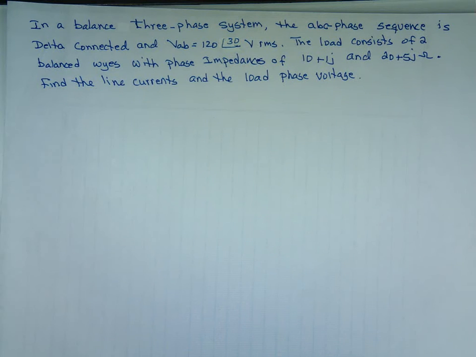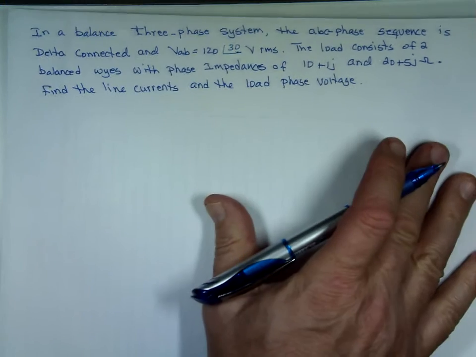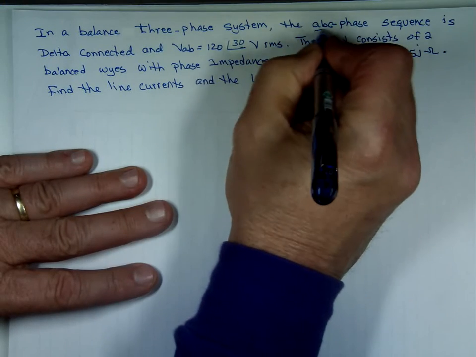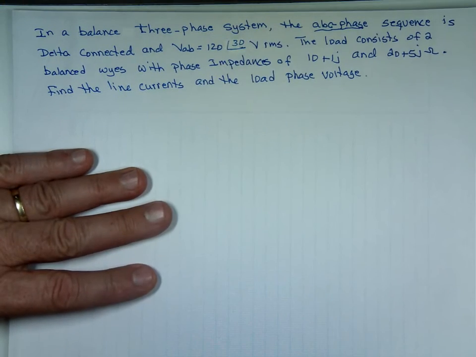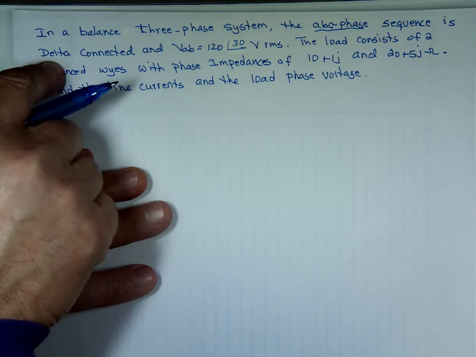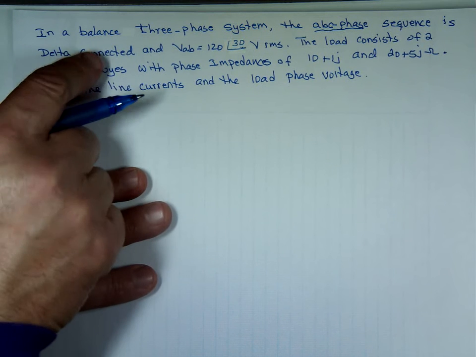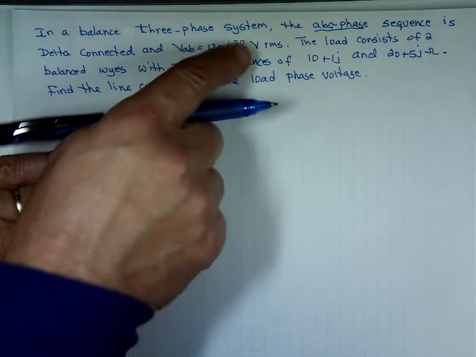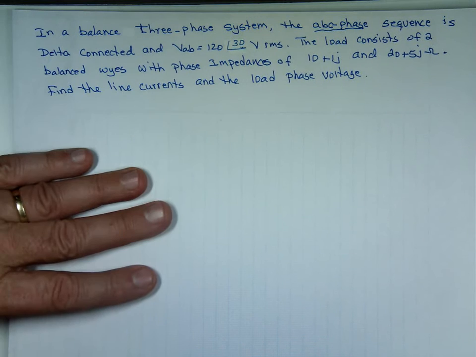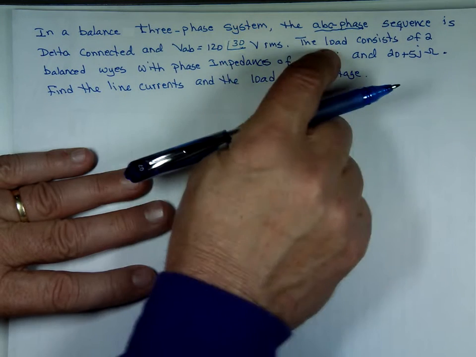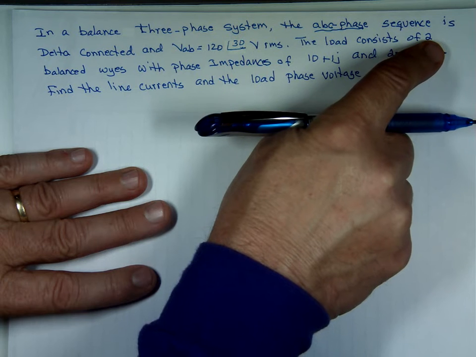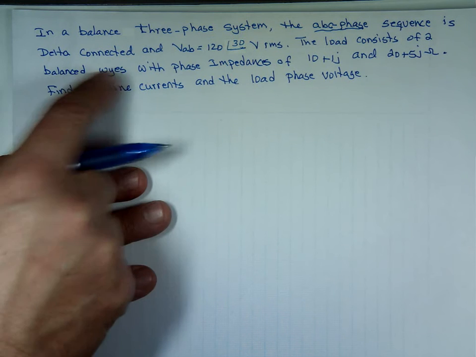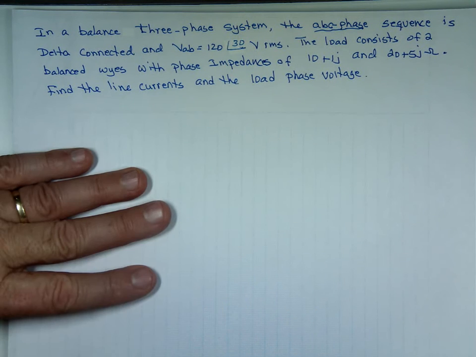Okay, let's look at this example. In a balanced three-phase system, the ABC phase sequence, that means positive phase sequence, is delta connected. So your source is a delta source with the voltage VAB equals 120 angle 30 RMS. The load consists of two, not just one, two balanced Y's. So we have two Y loads.